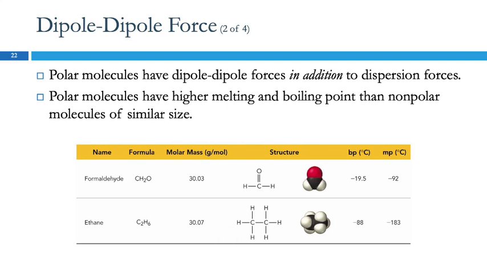So the boiling point for formaldehyde, the polar substance, is negative 19.5 degrees Celsius, and for ethane it's negative 88. So the ethane, the nonpolar one, has a much lower boiling point because it only has the dispersion forces, whereas the polar molecule also has dipole-dipole forces. Any questions?